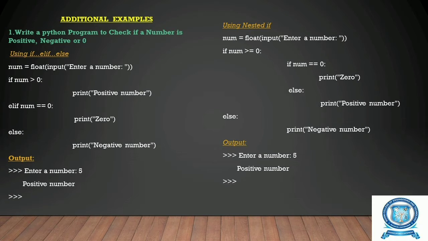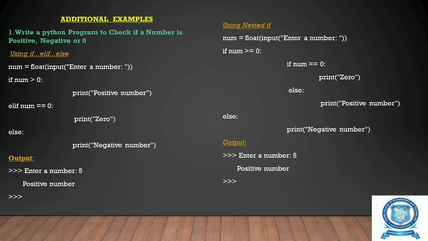Then we are checking this num variable whether it is greater than 0. If it is greater than 0, we know that it is a positive number, so we are going to print positive number. If that statement becomes false, then we are checking another condition, elif, if number is equal to 0. If it is equal to 0, we are going to print 0. Else, if all the cases become false, then we are moving to the last statement, that is we are going to print negative number. Now in the output we are entering a number as 5. We know it is greater than 0, so we are printing it as positive number.